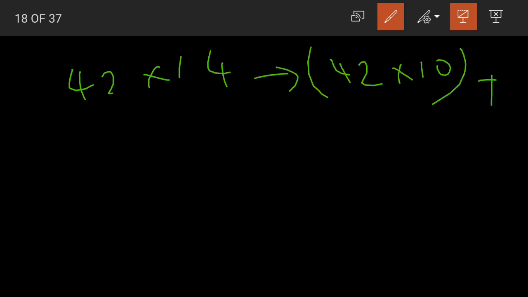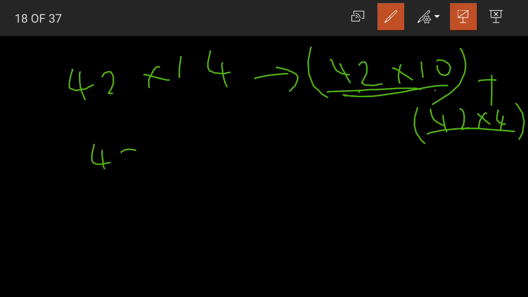Now let us split. 42 into 14 can be written as 42 into 10 plus 42 into 4. Why am I putting this in brackets? Because these two are to be done together. First we need to multiply 42 and 10 together. We should not do anything else to that 42 here. 42 into 10 becomes what? 420. Yes or no? We are having 1 0. So placing 1 0, plus 42 into 4.